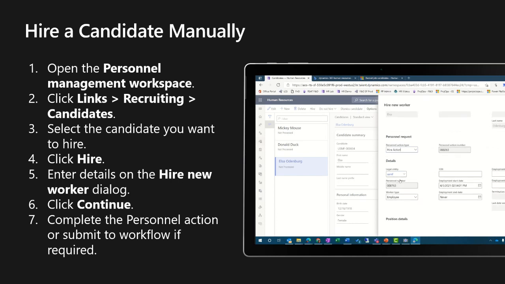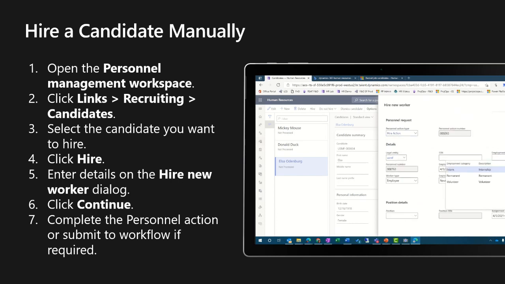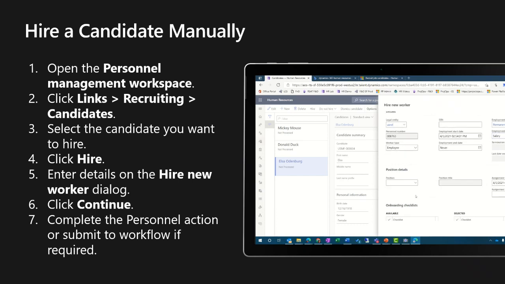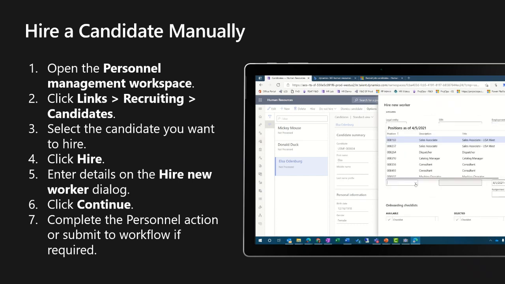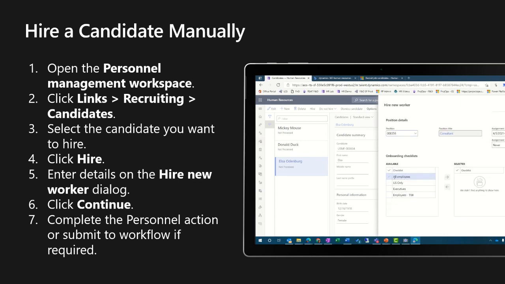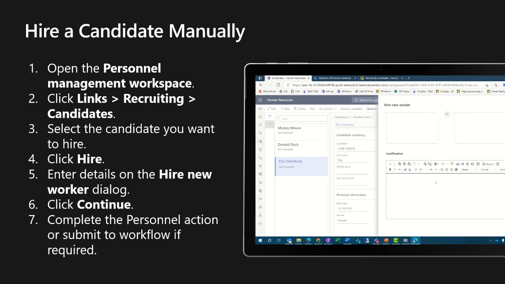This is the same dialog that you would see if you were hiring a worker from the worker page directly. So there's no differences in this page other than the fact that you're accessing it from the candidate page. As you can see, we still need to select all the details such as the position. We can also select those onboarding checklists, and when we're ready, we can put in that justification and click Hire.